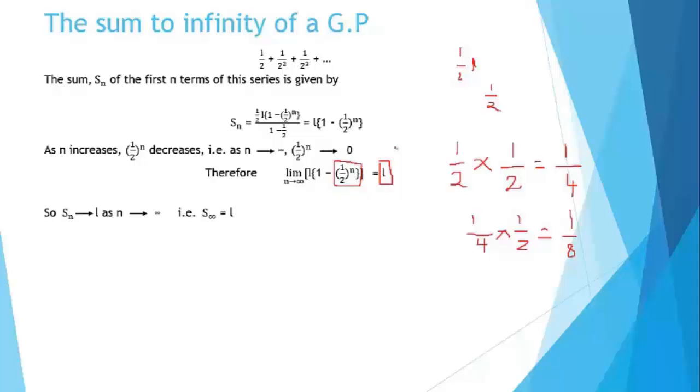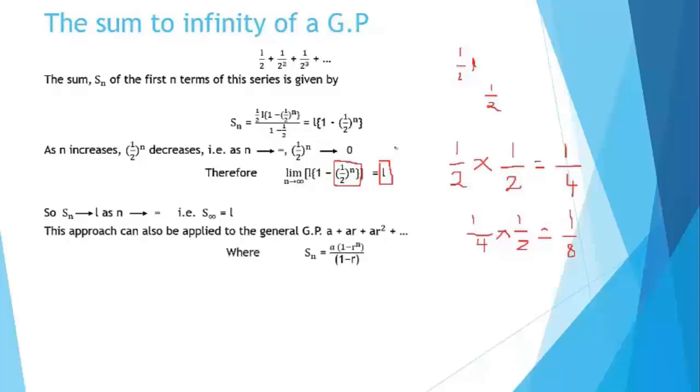This approach can also be applied to the general geometric progression, a + ar + ar^2, and so on, where Sn = a(1 - r^n)/(1 - r). We have two conditions: modulus of r less than 1 and modulus of r greater than 1. If modulus of r is less than 1, then the limit of r^n as n goes to infinity equals 0. For example, when r equals half, we got 0 as the limit of r^n as n tends to infinity.